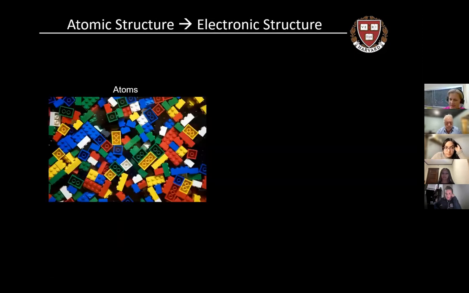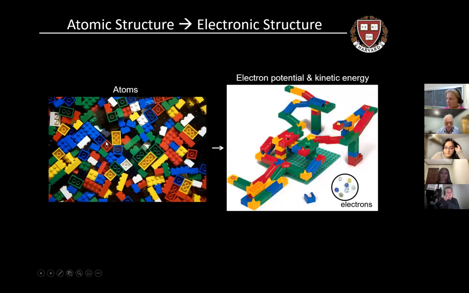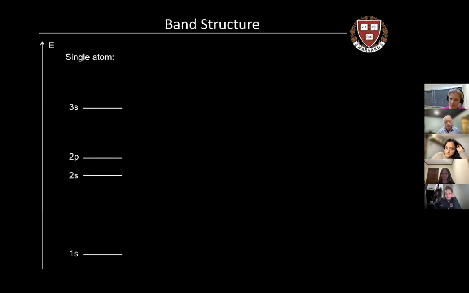So as I said before, we build our materials an atom at a time, and we can think of the atoms like Lego blocks. But now that we put all the Lego blocks together, we put all the atoms together, the electrons are moving through the atoms. So we can think of the electrons like the marbles in this Lego structure that are moving through the atomic scaffolding that we have created. And so what we want to understand is the relationship between the energy and the momentum of those electrons. That's the band structure. So let's back up to a single atom.